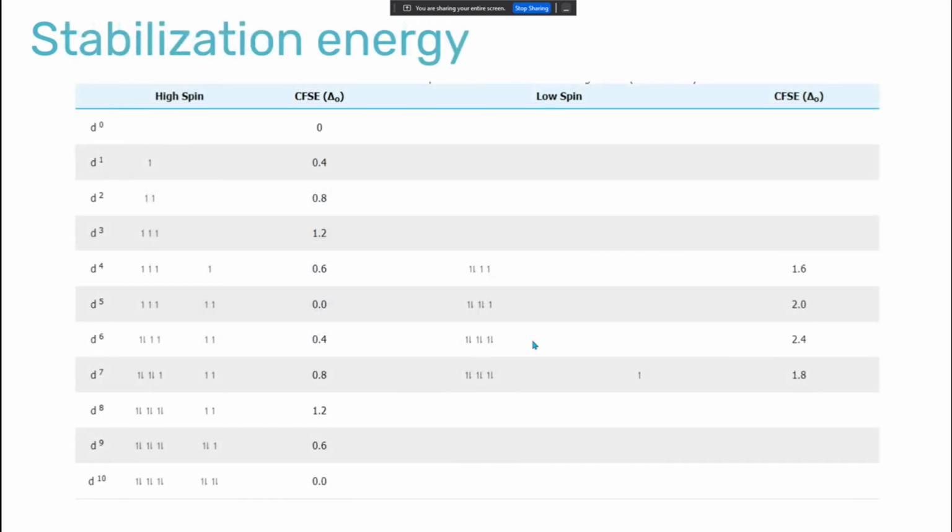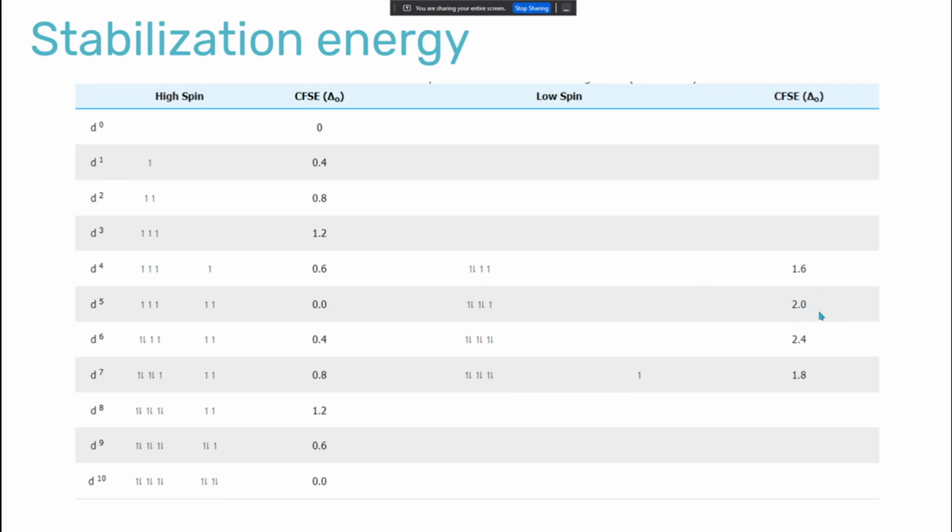Right, so here's an example for stabilization energy. For octahedral, we can consider high spin and we go through all possible configurations. Now we consider low spin, we just take all possible configurations and then we calculate in units of delta O what would be the stabilization. And now you can see for d5 the stabilization energy is 0, but if you have low spin it might be 2. So we could conclude that if this number is actually higher than the pairing energy, then the complex will be low spin.